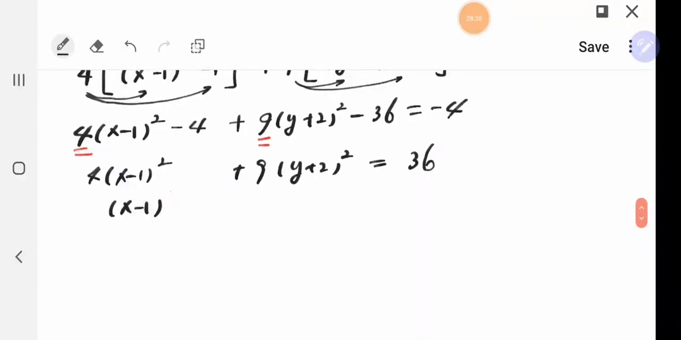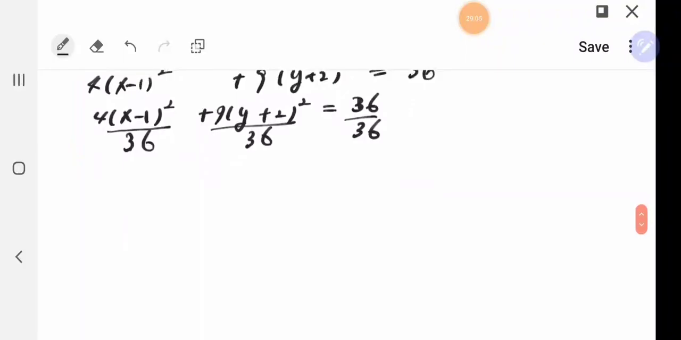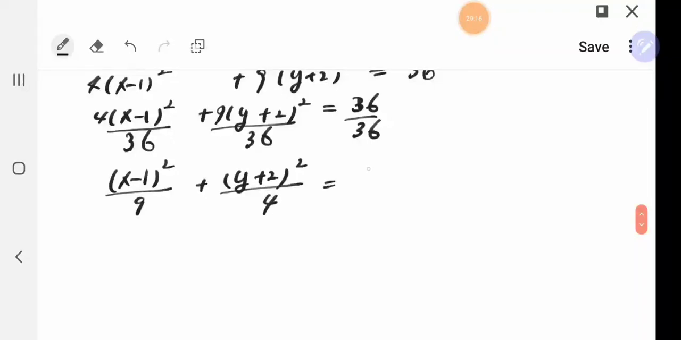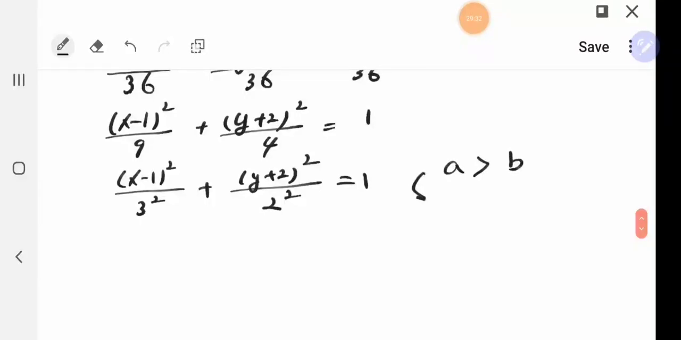Then the left-hand side of the equation is this, and on the right side, 36 over 36 is 1. So this equation is x minus 1 squared over 9 plus y plus 2 squared over 4 equals 1. If you rewrite it, the bottoms are 3 squared and 2 squared. So in this case, a is greater than b, so the major axis is on the y-axis.